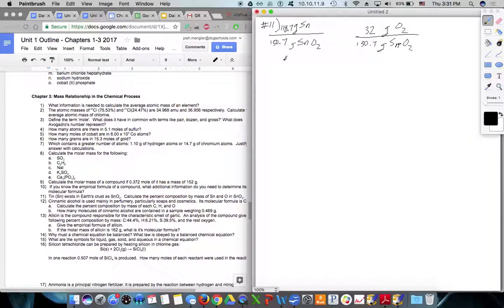So I'll put those down here. 118.7 divided by that guy there is 78.7%. Then that means that this is going to be 32 divided by 150.7, 21.2%. I think I rounded this wrong. I think it should be 21.3. So let's get that guy. There you go.